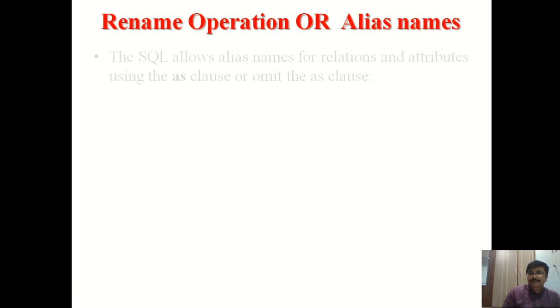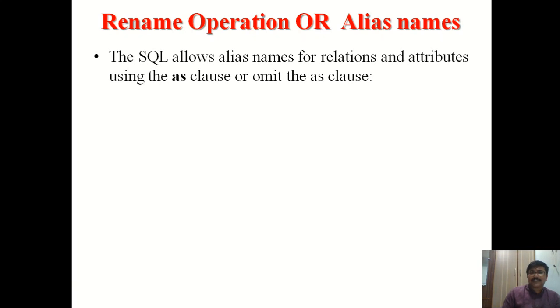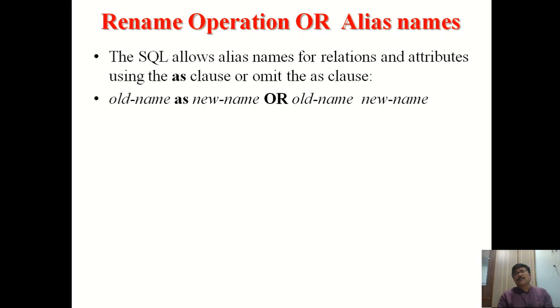The next one: we already discussed the rename operation, or alias names. The syntax of this is: old name as new name, where as is a keyword which can be used in between the old name and new name, or simply old name, give a space, followed by the new name. Any one of these syntaxes can be used. Let us see one example.